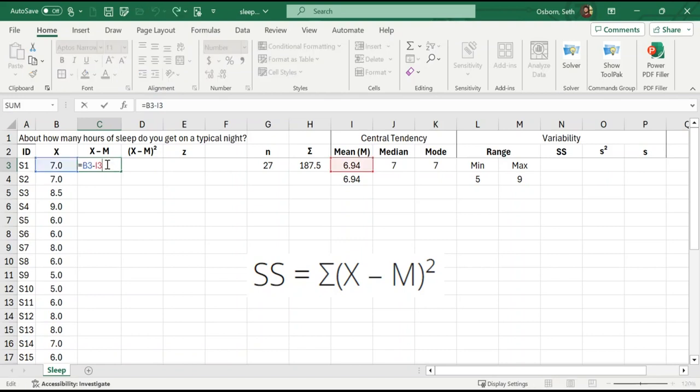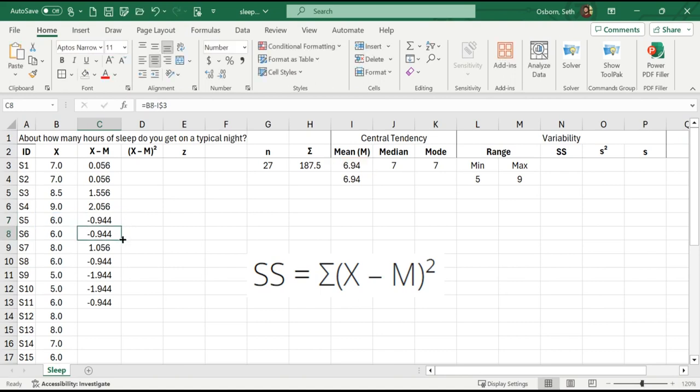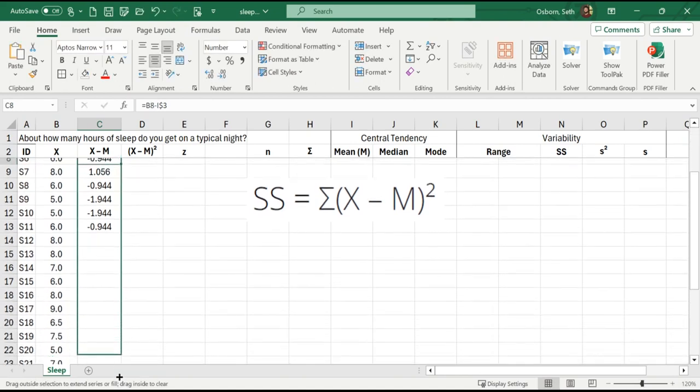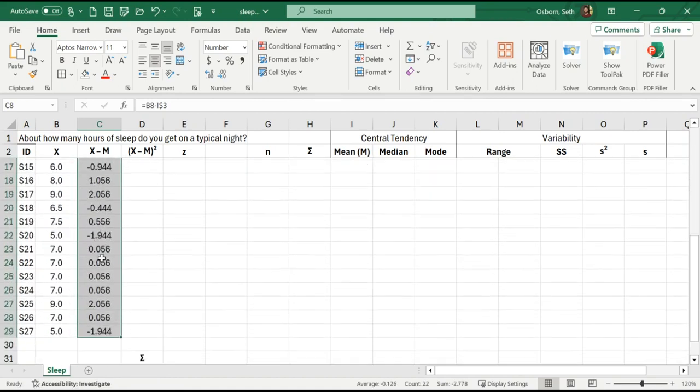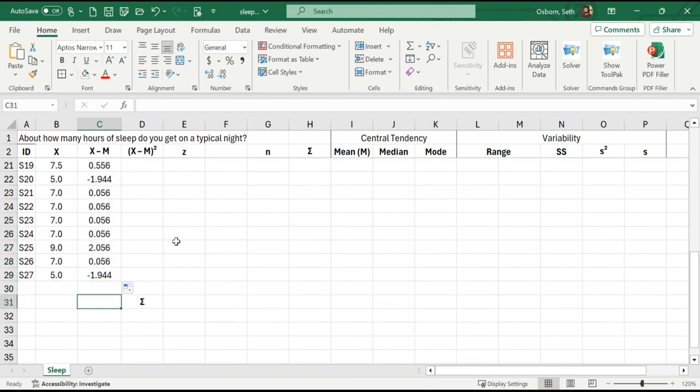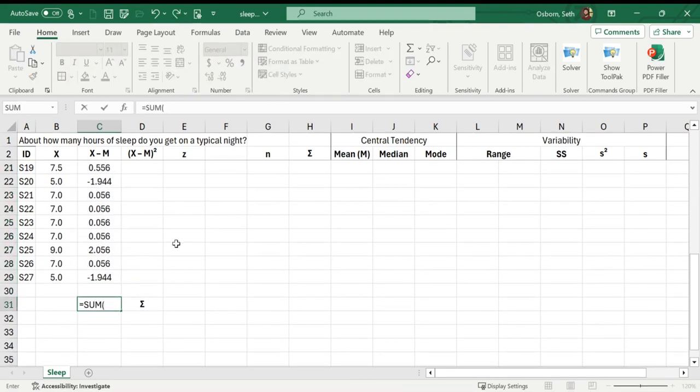Now in this formula, I'm going to make it so that we stay locked onto that third row. That way I can drag the formula down. Now it'll keep moving from one row to the next, but the value that's being subtracted stays locked into this third row right here, 6.94. So we can grab the bottom right corner of the cell to copy the formula down. And those are our deviations. Now the problem with deviations is that they add up to 0.